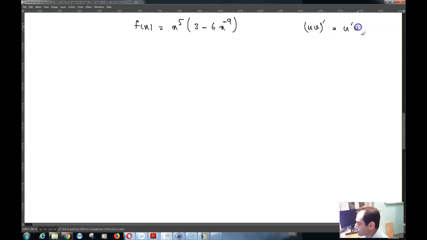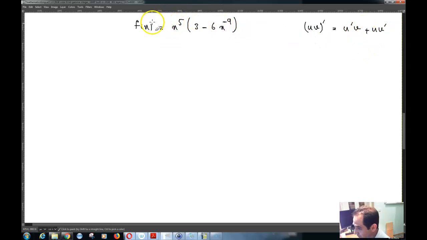Okay, well, suppose you have, for example, x raised to the power 5. Suppose that your f of x is equal to x raised to the power 5 times 3 minus 6x raised to the power -9. You can again use the product rule, meaning uv whole prime is equal to u prime times v plus uv prime.